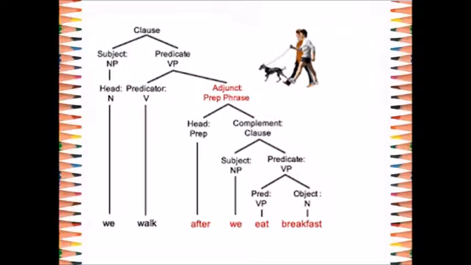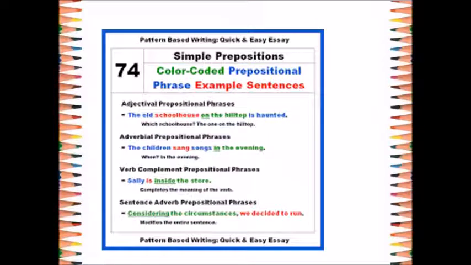We walk after we eat breakfast. Take down the clause first: subject, and then predicator. The clause divides into subject and predicate, and then adjunct, preposition phrase, and then head and complement. The head preposition is after, the complement is a clause. From that, the subject is we, the predicate is eat breakfast. So, we walk after we eat breakfast. From the picture you can understand easily.